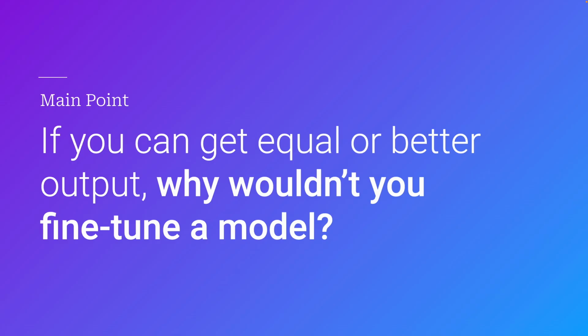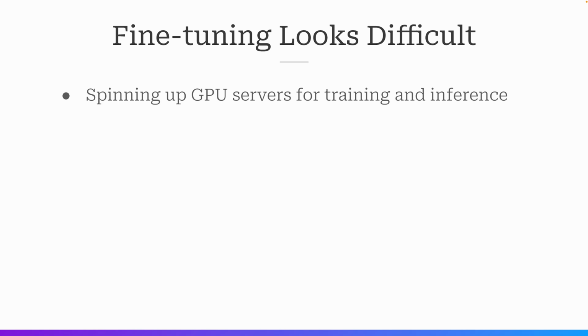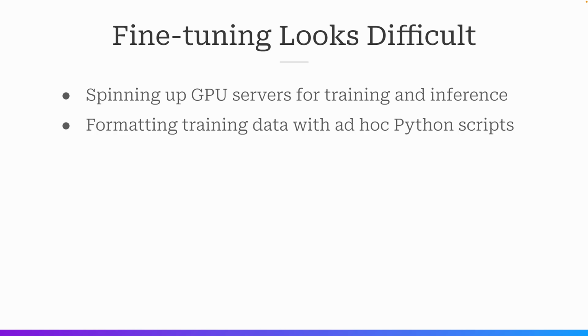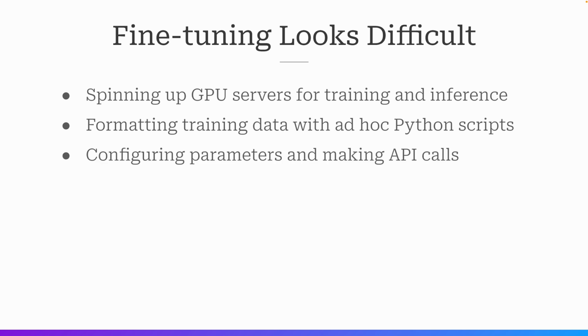So the main point of all this is, if you can get equal or better output, why wouldn't you fine-tune a model? And the answer is probably just that fine-tuning looks really hard. It looks like a dev job. All the guides and tutorials online talk about spinning up GPU servers for training and inference, formatting training data with ad hoc Python scripts, configuring parameters and making API calls. It looks like a lot of work. It looks like you need a developer to do that.